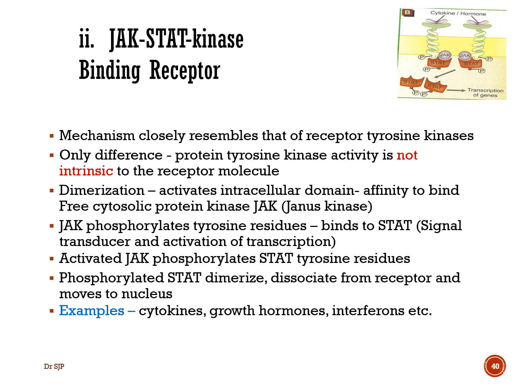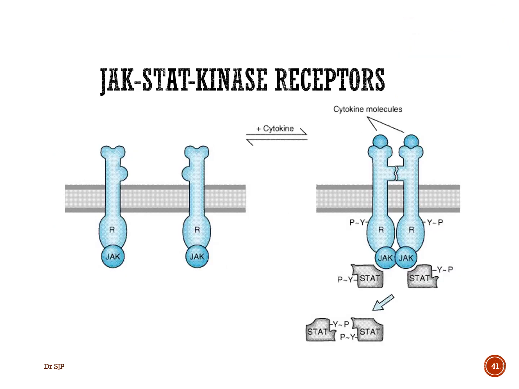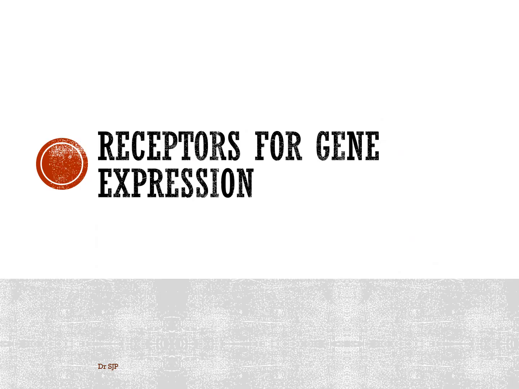So basically the mechanism of action of these enzyme linked receptors remains the same. Okay, so from the monomeric stage it goes to a dimeric stage. It then undergoes autophosphorylation, and then it dissociates and it produces the cellular responses. Okay, so this is the diagrammatic representation of what we just studied. So now moving on to the receptors for gene expression.